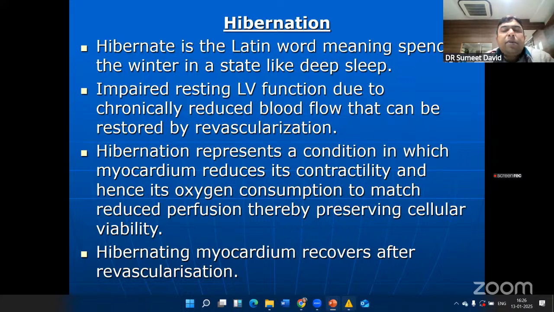So hibernation represents a condition in which myocardium reduces its contractility and hence its oxygen consumption to match reduced perfusion, thereby preserving cellular viability. So hibernating myocardium recovers after revascularization, but not in the case of stunning. Stunning recovers on its own, but it may take some time.